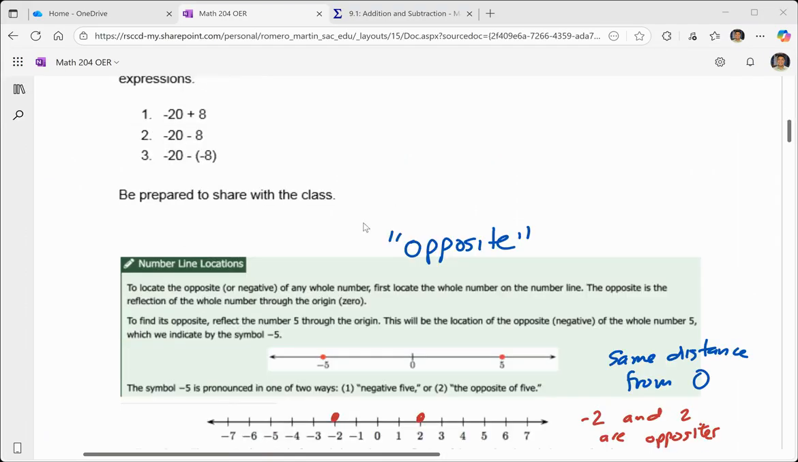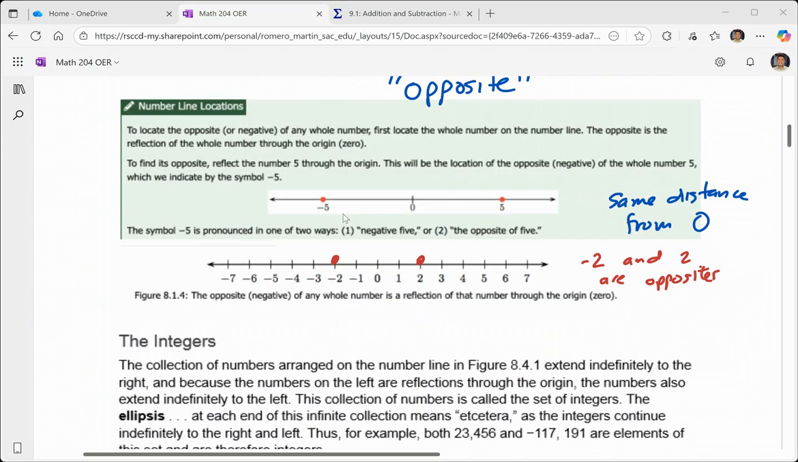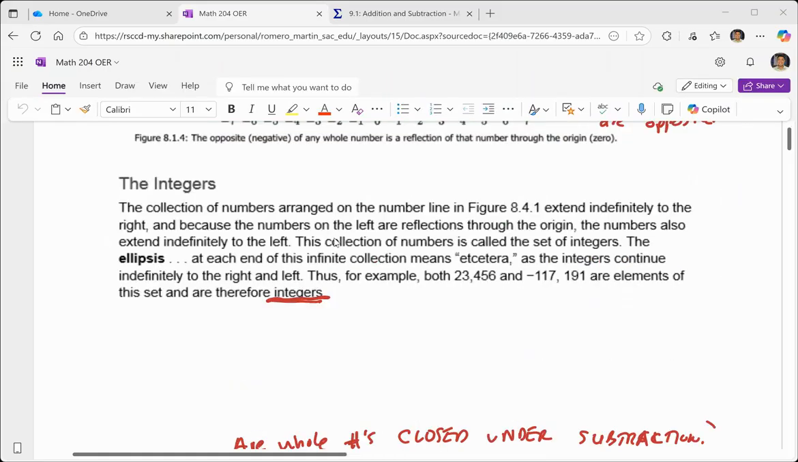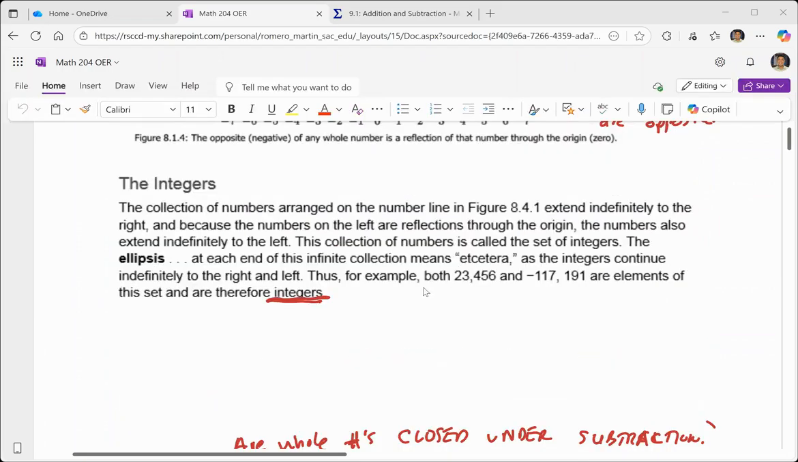Another way to think about negative numbers is with the term opposite, or the idea of opposite. So on a number line, we could see here's 5 and negative 5. They're equidistant, the same distance from 0. They're on the opposite sides. So that's another way we're going to think about positive and negative numbers, that negative 2 and 2 are opposites. Very important way to think about it. That helps later on as we do some more mathematical computations and then move to algebra, thinking about negatives as being an opposite of a positive number, right? So we're talking again about the collection of numbers called integers.